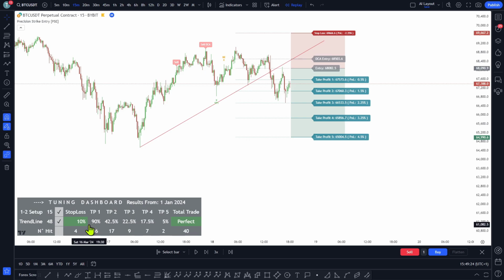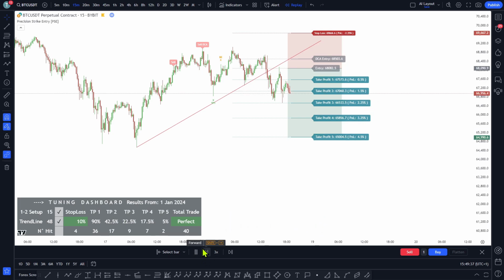So there is a 90% probability that it will enter the trade and it will reach at least take profit target 1. There's a 40% probability that it will reach take profit target 2. So let's see how this plays out. So we're going to let this play out.